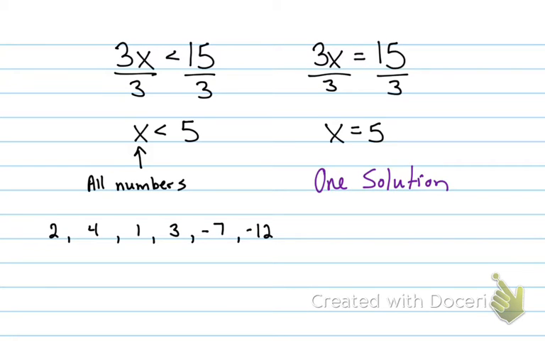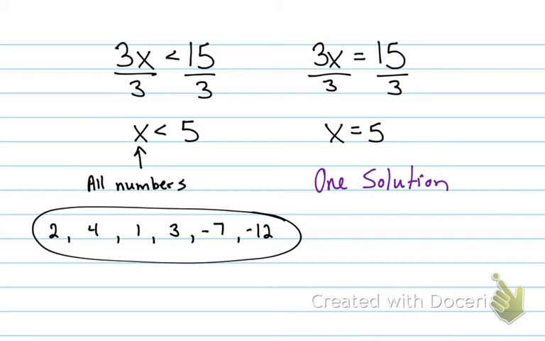All right, so now look here. You can take any one of these values and plug it in for x up here. Let's just take our first number, 2. 3 times 2. What's 3 times 2, guys? 6. Is it true that 6 is less than 15? Yeah. All right, let's do another one. 3 times -7. What's 3 times -7? -21. Is it true that -21 is less than 15?